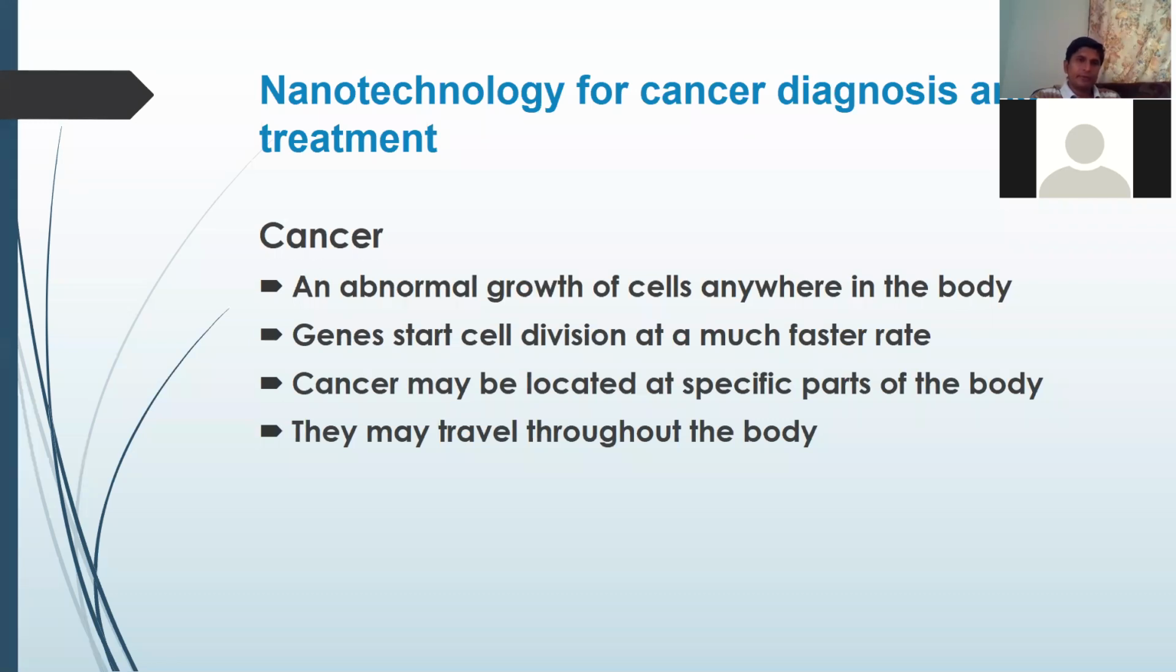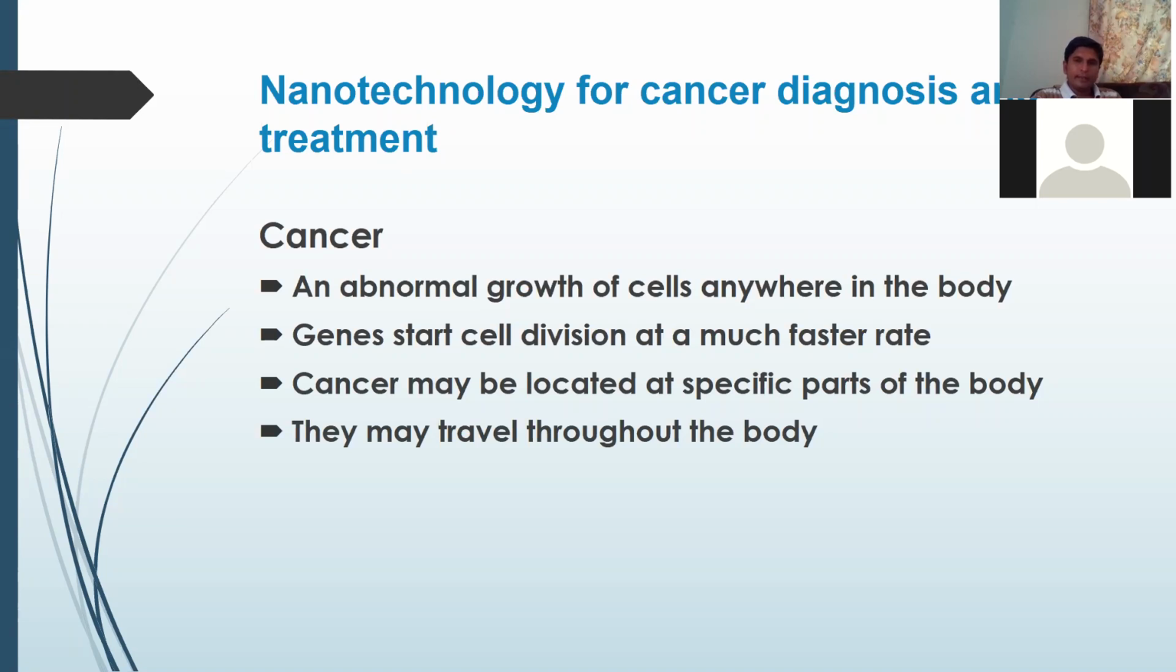So first of all, we are going to discuss what is cancer. Cancer, as you all know, is an abnormal growth of cells that may occur anywhere in the body. Why does this happen? This happens because genes start cell division at a much faster rate as compared to the traditional cell division rate. This is why cancerous tumors may develop anywhere in the body.